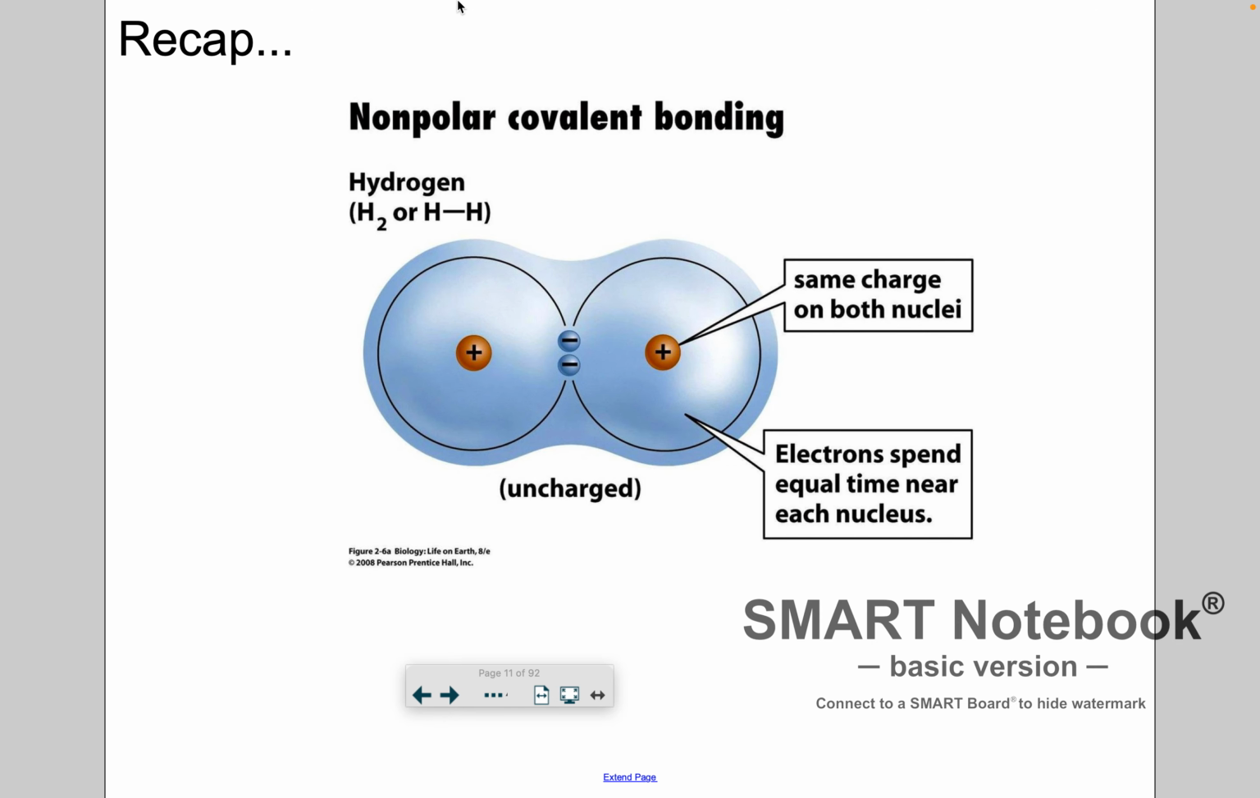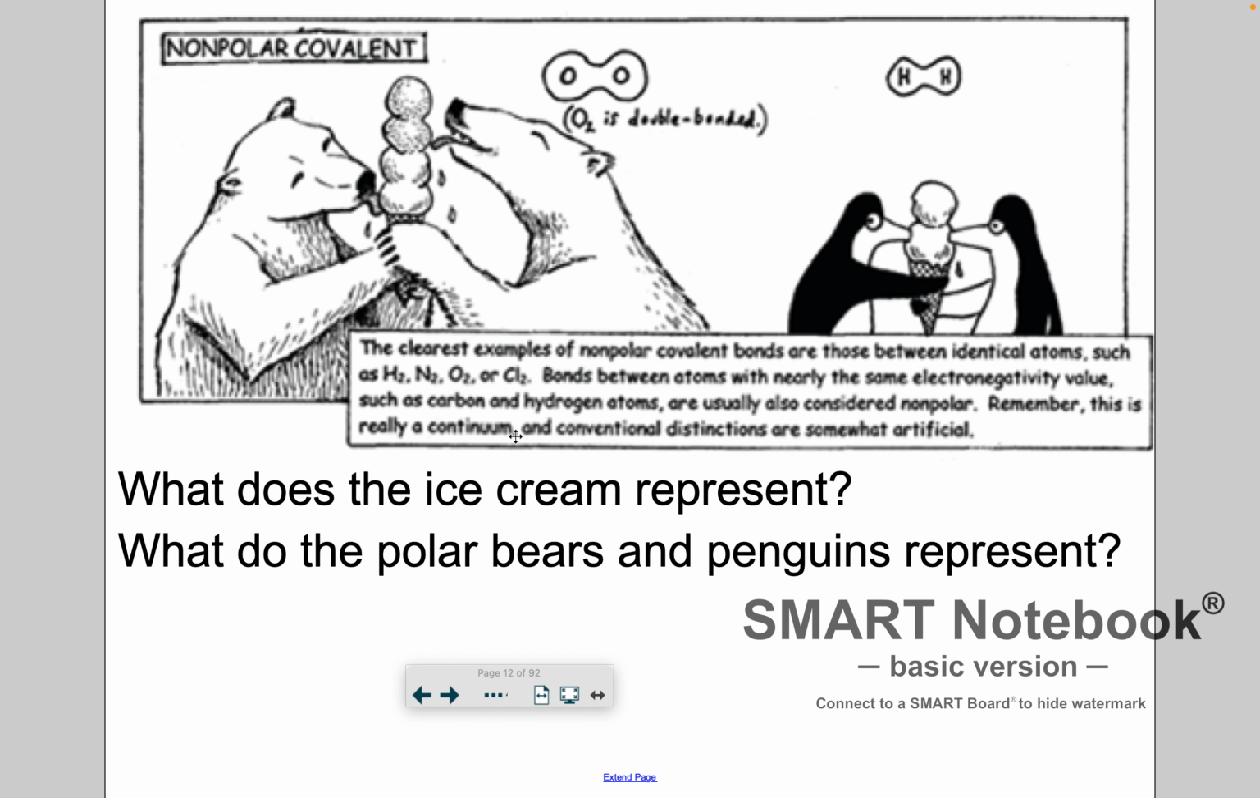So just to recap, nonpolar covalent bonding, we are sharing electrons equally. The result is a neutral compound or molecule. Take a look at this blurry picture of polar bears with penguins here. It says the clearest examples of nonpolar covalent bonds are those between identical atoms, such as H2, N2, O2, or Cl2. Bonds between atoms with nearly the same electronegativity value, such as carbon and hydrogen atoms, are usually also considered nonpolar. Remember, this is really a continuum, and there are some conventional distinctions that are somewhat artificial.